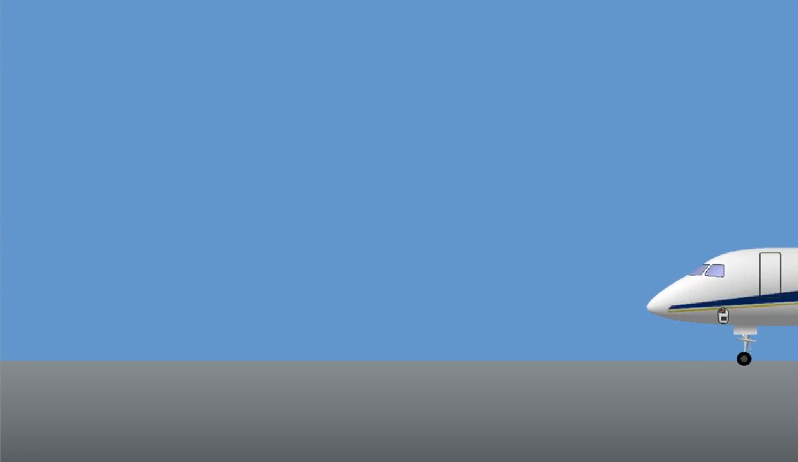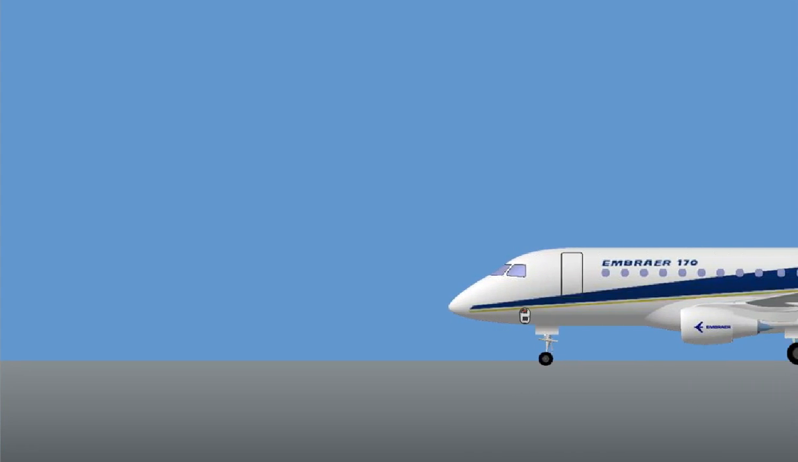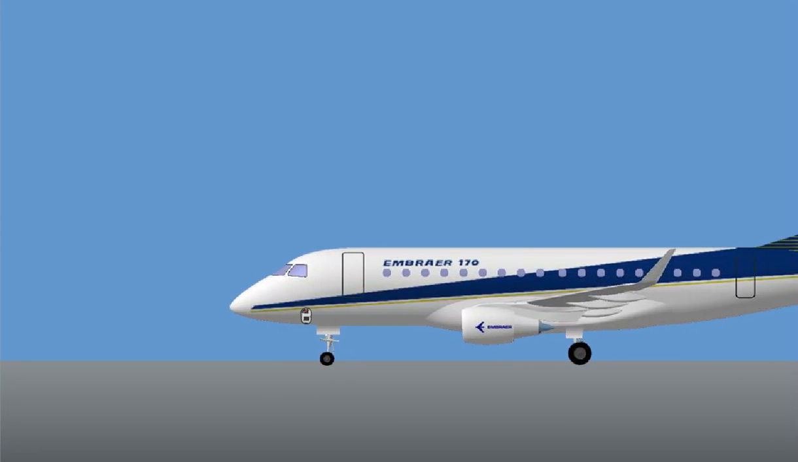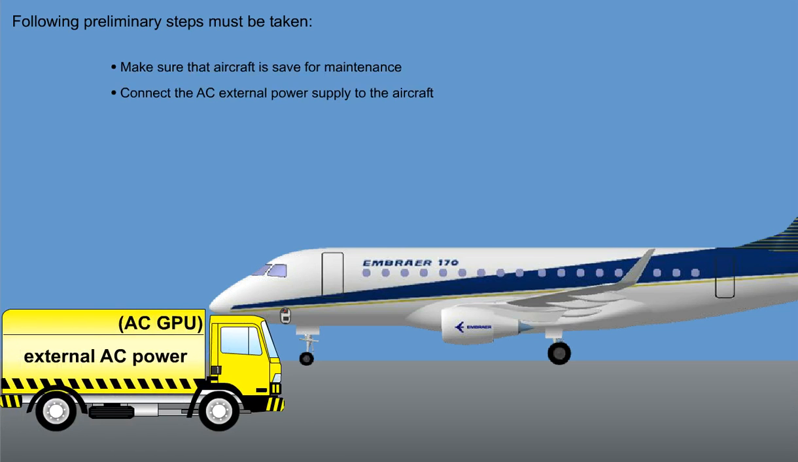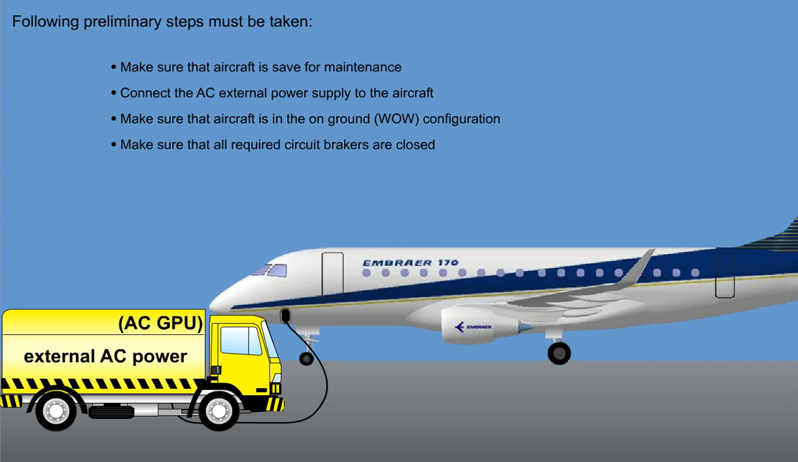Before using the MFD2 or the remote terminal for troubleshooting or system maintenance, the following preliminary steps must be taken. Make sure that the aircraft is safe for maintenance. Connect the AC external power supply to the aircraft. Make sure that the aircraft is in the on-the-ground, weight-on-wheels configuration. Make sure that all required circuit breakers are closed.